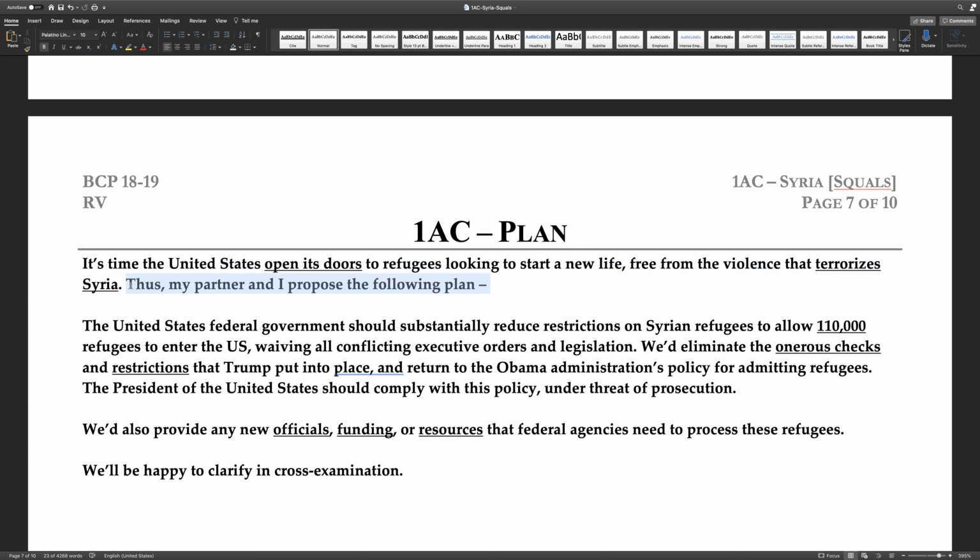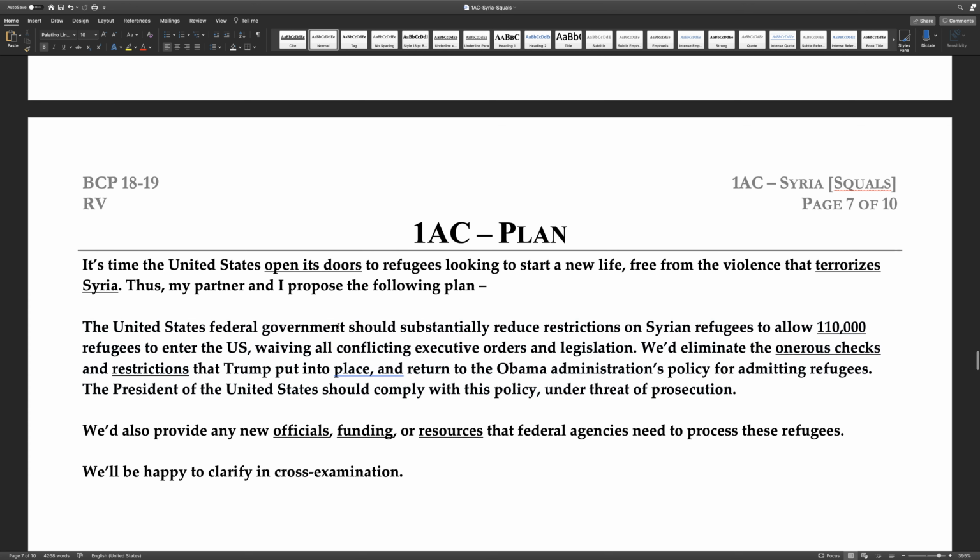You should always have this line in here because it helps to signal to everyone in the room that you are about to read exactly what you are advocating. And then notice here, 3 sentences. So this is a longer plain text than normal, but nevertheless, you can see here, it details very specifically what it's allowing: to allow 110,000 refugees to enter the U.S., waiving all conflicting executive orders and legislation.